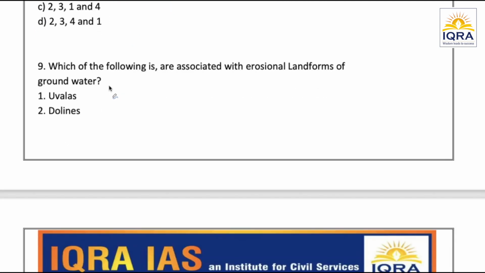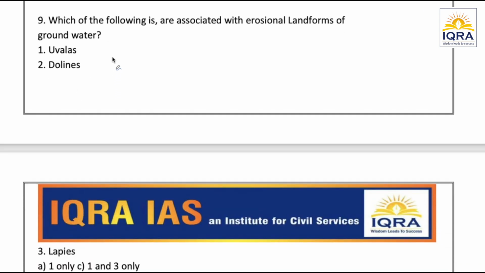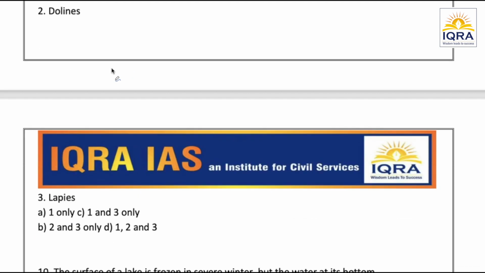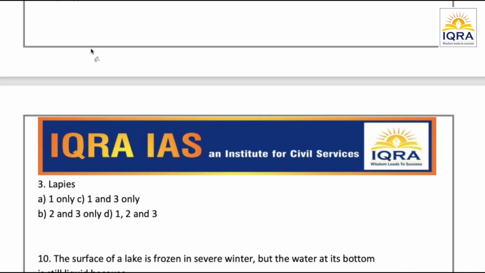राइट. Next question, question number 9. Which of the following is or are associated with erosional landforms of ground water? Uvala, Doline and Lapies. See, क्लास 11th की ज्योग्राफी में एक चैप्टर है called Landforms and Their Evolution. ठीक है? A lot of factual things are given in this chapter. So make sure that you go through this chapter just a few days before your prelims, ताकि आप retain कर पाओ. ठीक है? Here D option is correct.